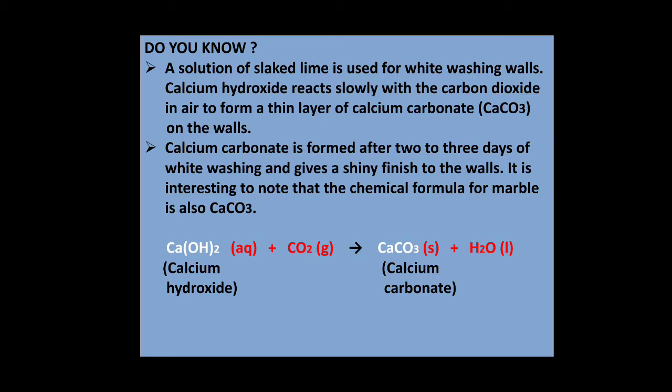It is interesting to note that the chemical formula for marble is also calcium carbonate. We have seen that marble, which is used as flooring material in households, is calcium carbonate. So in this reaction, what happens? This calcium hydroxide combines with carbon dioxide to form calcium carbonate. So Ca(OH)2, this is calcium hydroxide, and CO2, it will form calcium carbonate, CaCO3, and a water molecule is released.